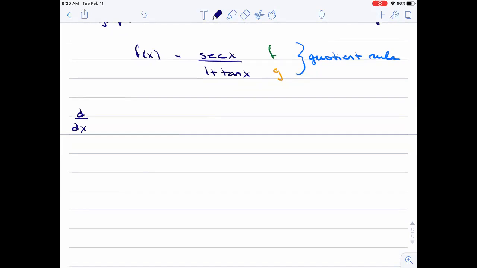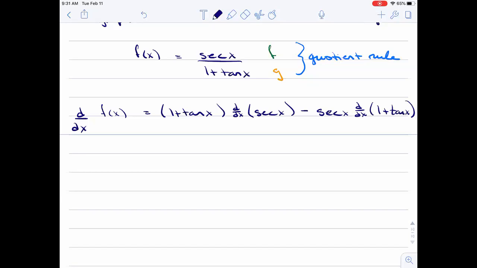D dx of f of x is going to be g, so 1 plus tan x, times d dx of secant x, g times f prime, minus f, which is secant x, times d dx, the derivative of g, of 1 plus tan x, all over g squared, which is 1 plus tan x squared.